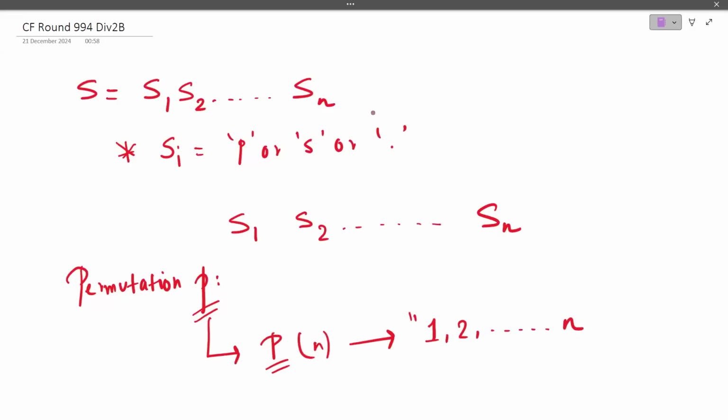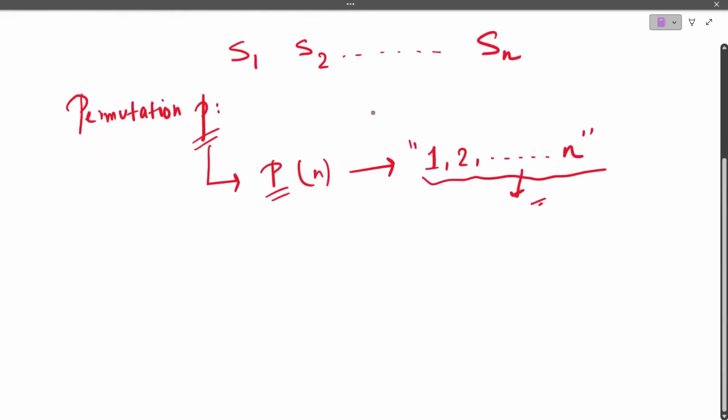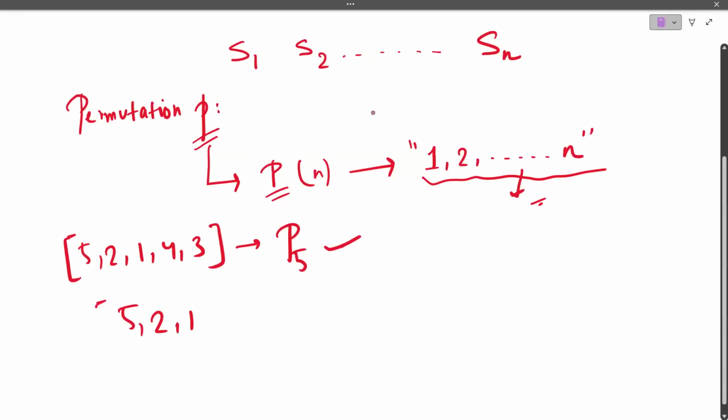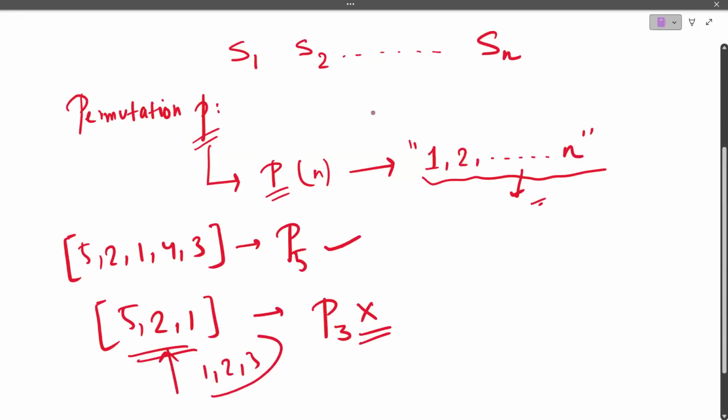So you have the array 1 to n. Any valid reordering of this array is a permutation of length n. For example, 5, 2, 1, 4, 3 is a valid permutation of length 5. And 5, 1 is not a valid permutation of length 3, because for length 3 you should have exactly 1, 2, and 3, in some reordering in the array, which is not the case here.